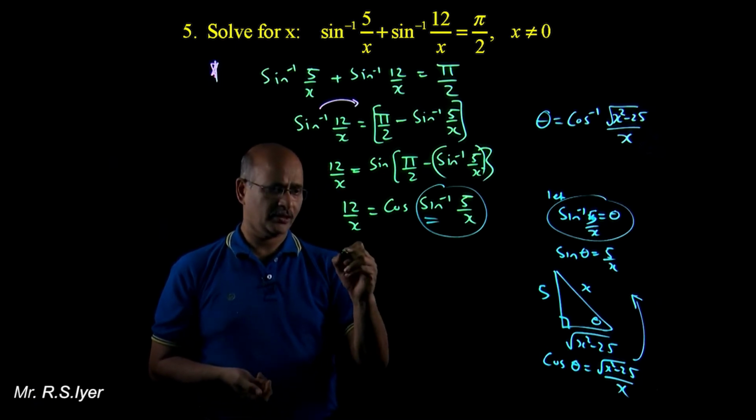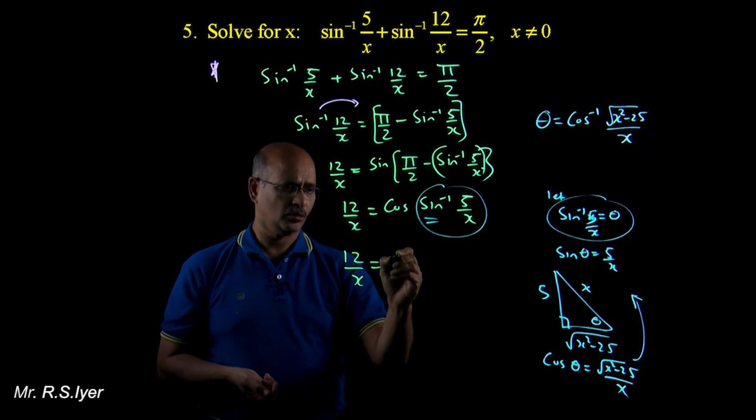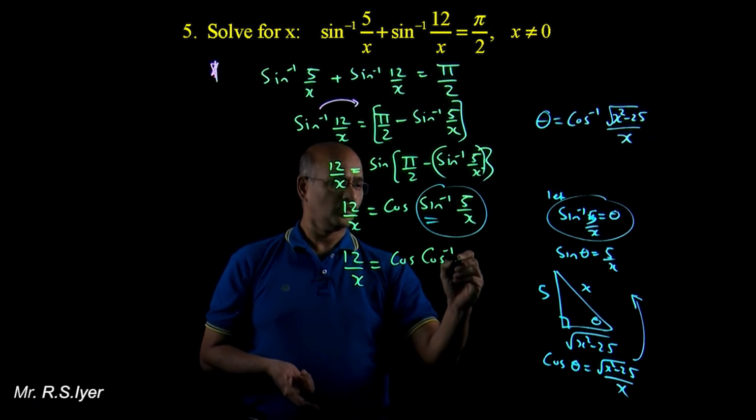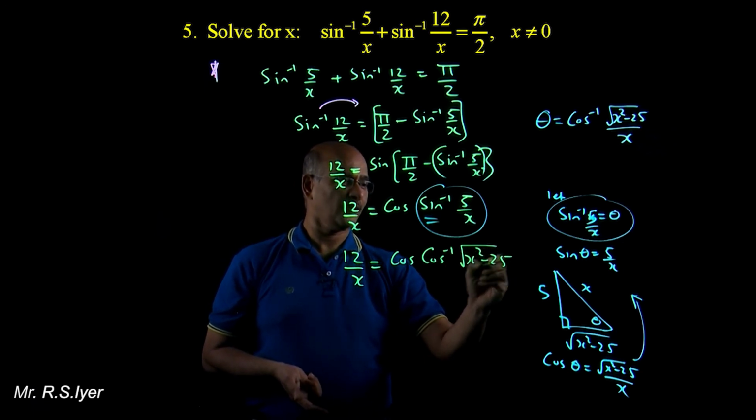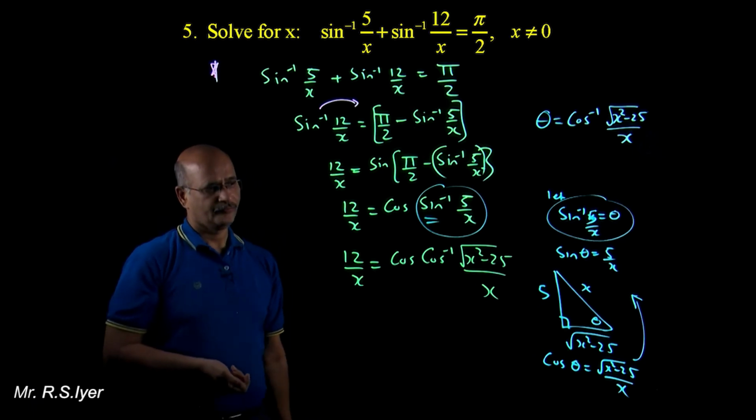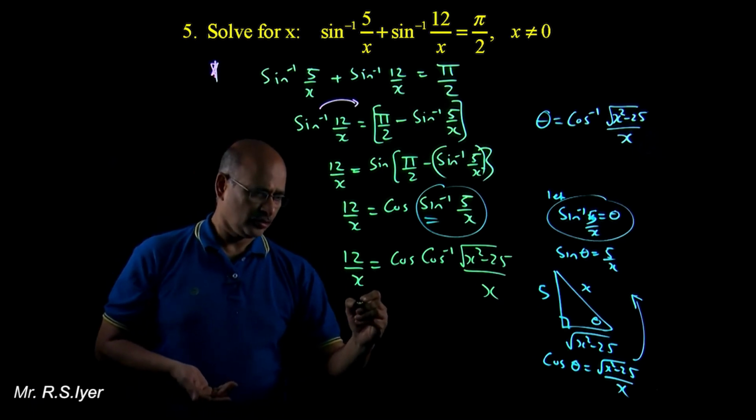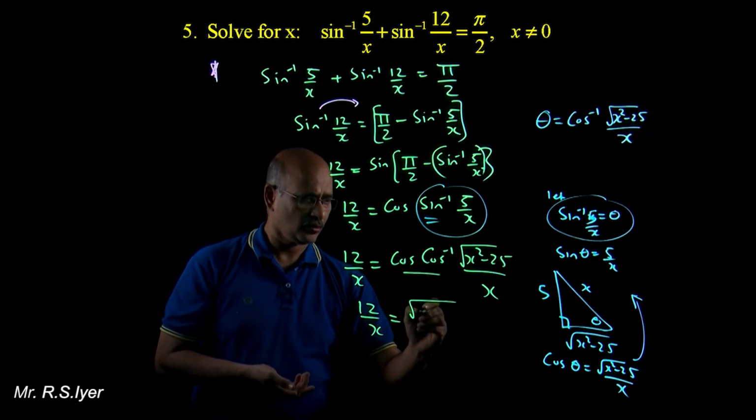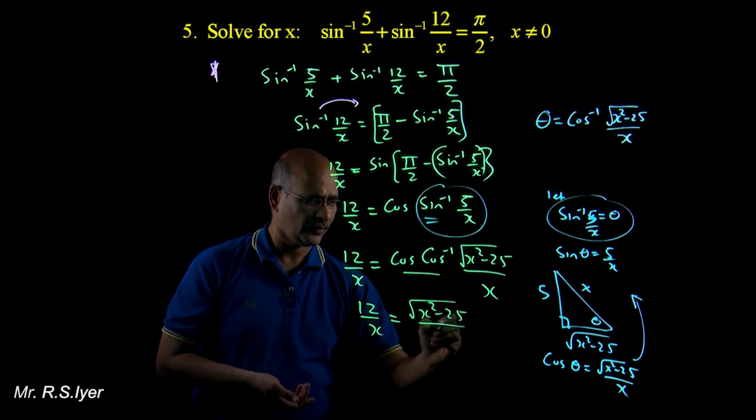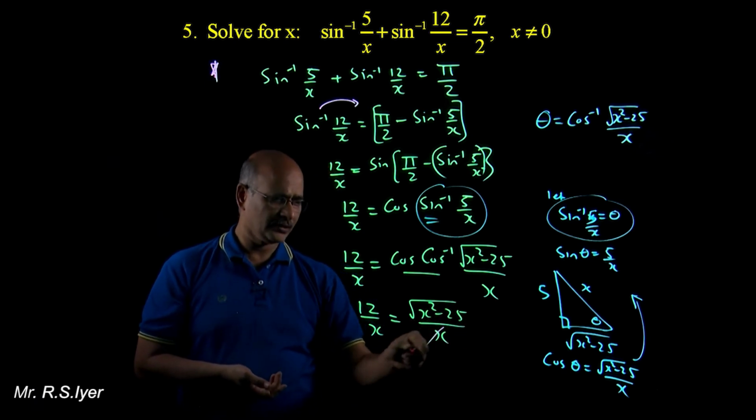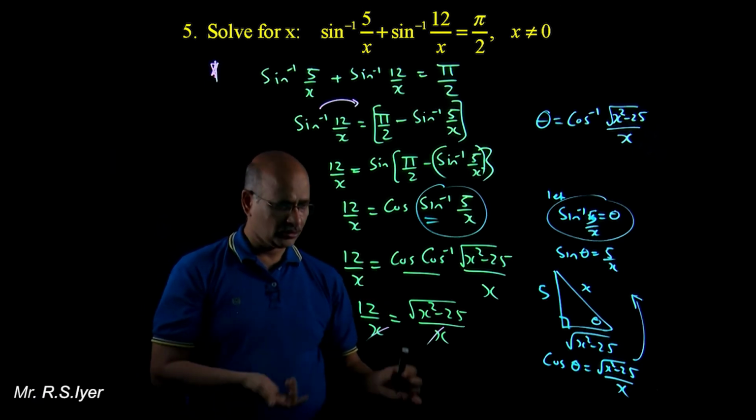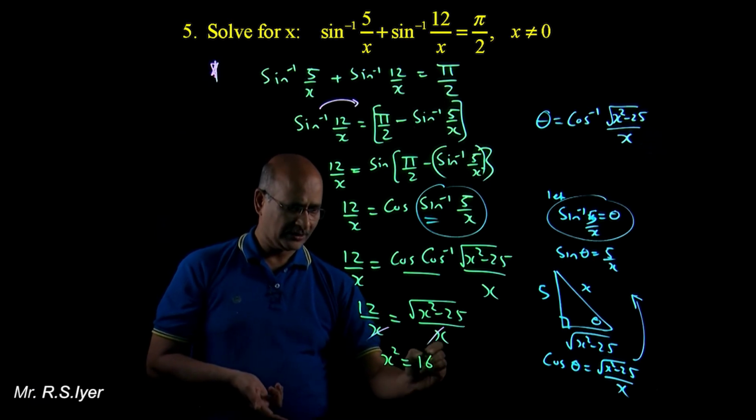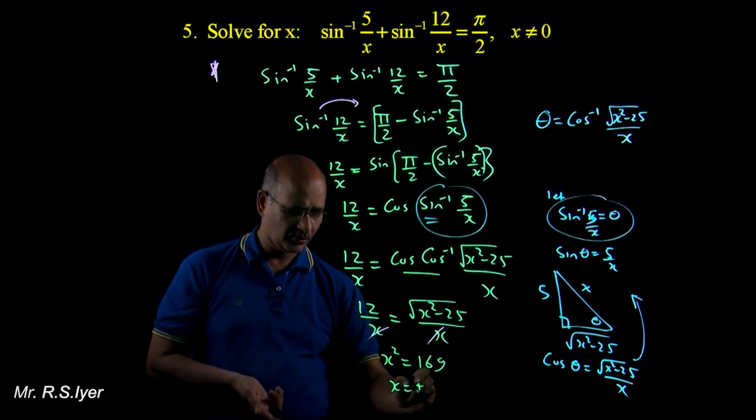So this I can just replace. So 12 upon x is equal to cos of, this will become cos inverse root of x square minus 25 upon x. Check yourself. Now cos of cos inverse becomes compatible. So this will be 12 upon x is equal to cos of cos inverse goes off. So this is nothing but square root of x square minus 25 upon x. This gets cancelled. So if I square both the sides, this will become x square is equal to 144 plus 25, that is 169. So x is nothing but plus or minus 13.